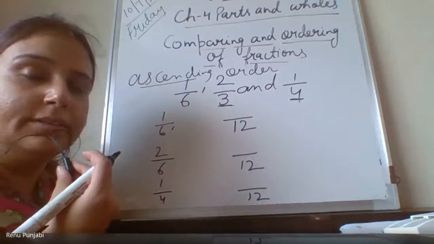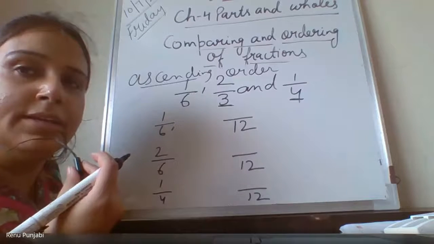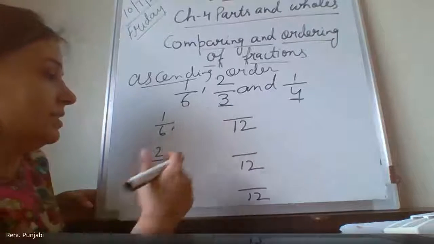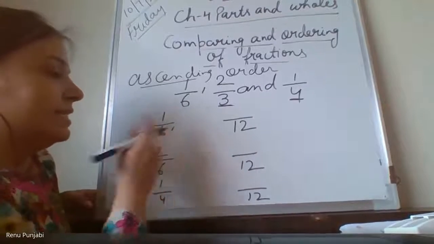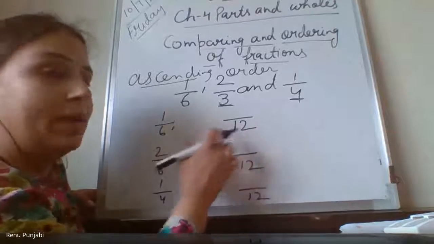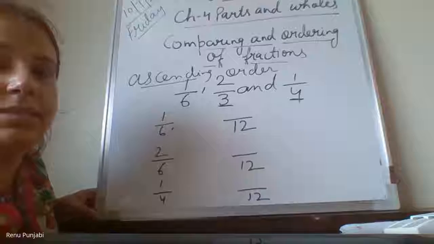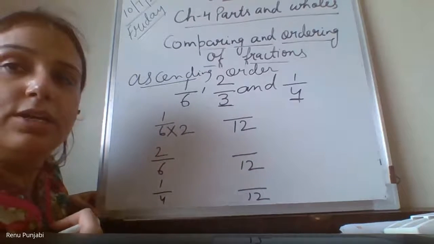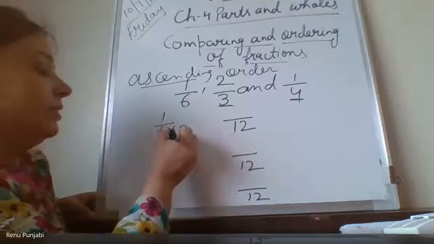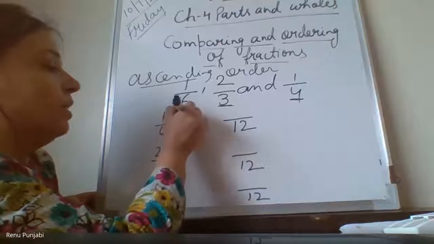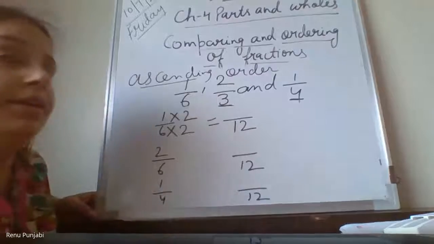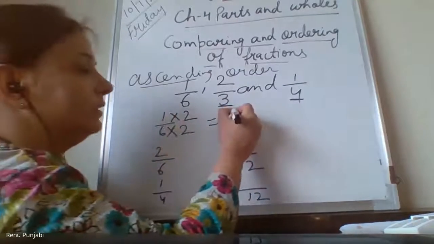Aryan. Yes. Now tell me, with which number will the 6 multiply to get the 12? Yes, 2. 6 2s are 12. With the same number, the numerator will also multiply. Put an equal to sign here. 1 into 2 is 2.